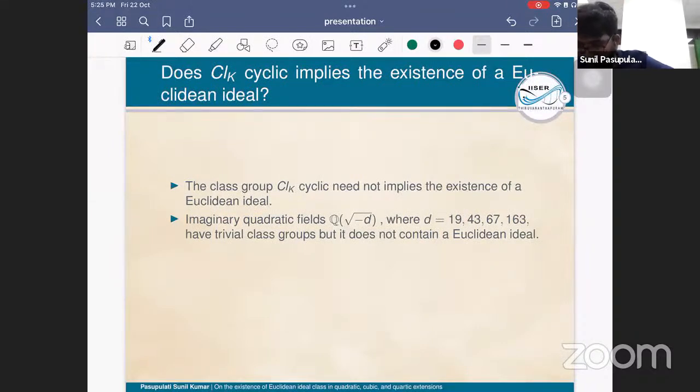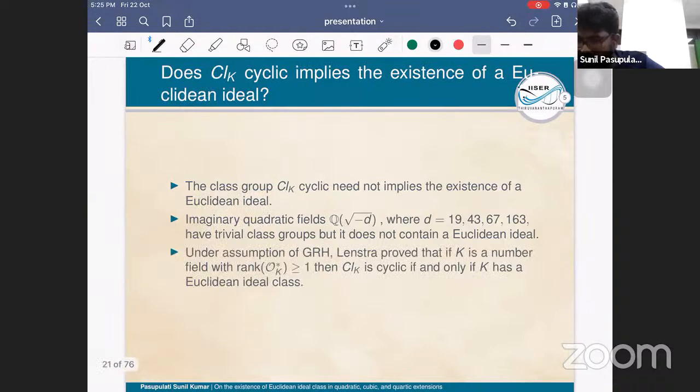Sorry, they are PIDs but not Euclidean domains, which means they don't have a Euclidean ideal. Under the assumption of GRH, Lenstra actually proved that whenever the rank of O_K star is greater than or equal to 1, the class group is cyclic if and only if K has a Euclidean ideal. So all the work done towards the Euclidean ideal is just to remove this assumption of GRH.